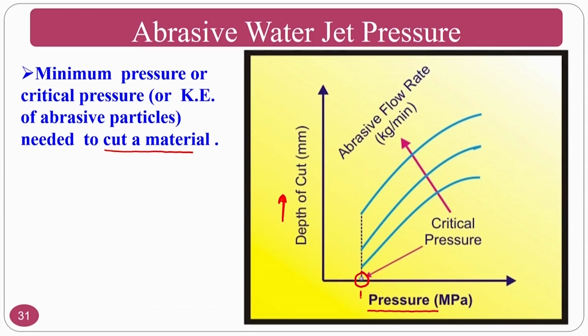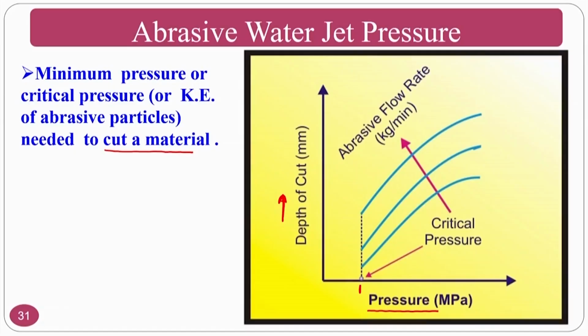At this particular point 1, there is no depth of cut, that is why that point is considered to be the critical pressure. As you increase the pressure, what will happen? All the curves are increasing, that means the depth of cut is increasing, because if the pressure increases, the kinetic energy of the abrasive particles gained from the water will increase, because of which your depth of cut will increase.